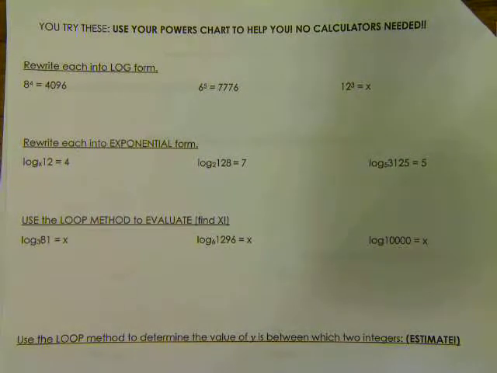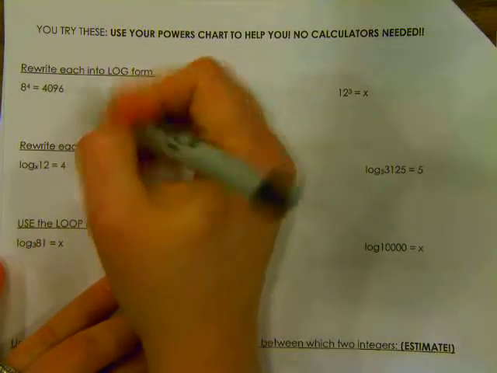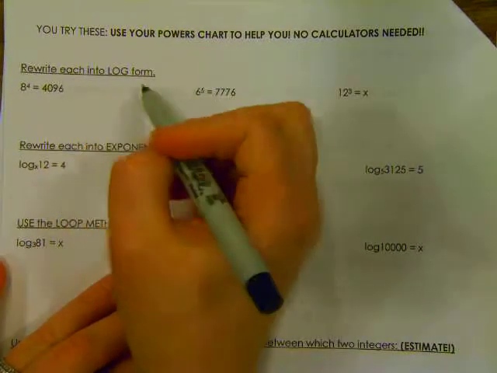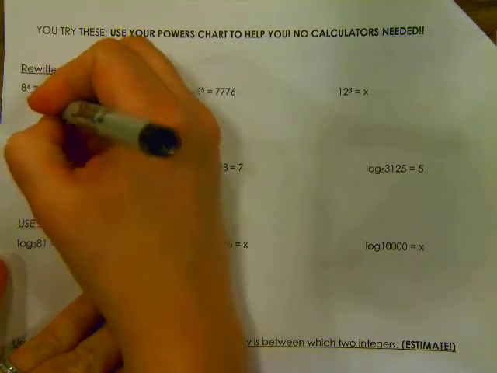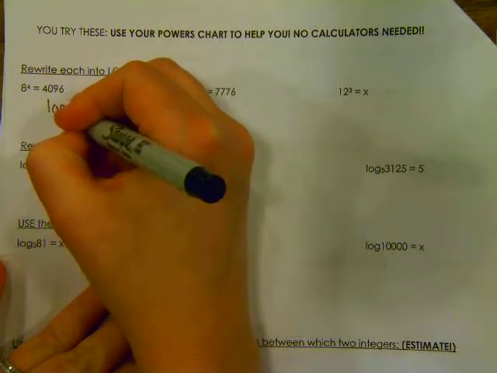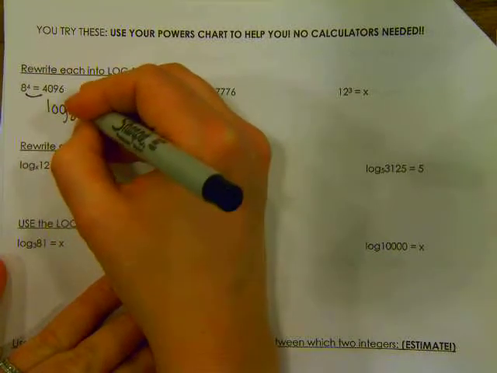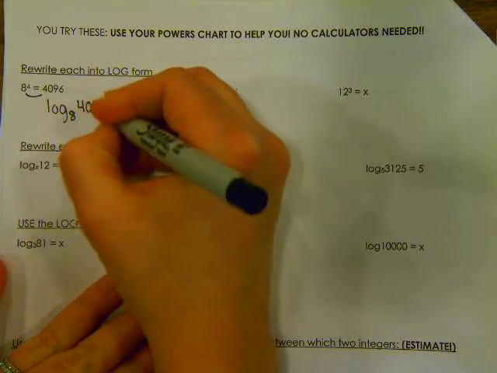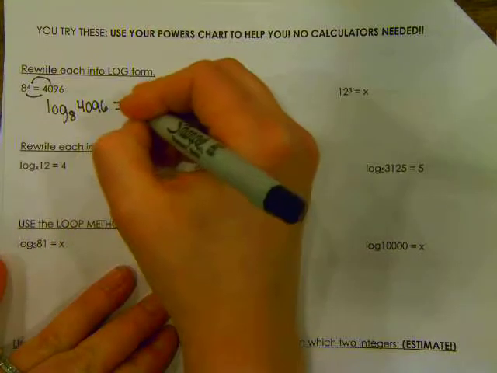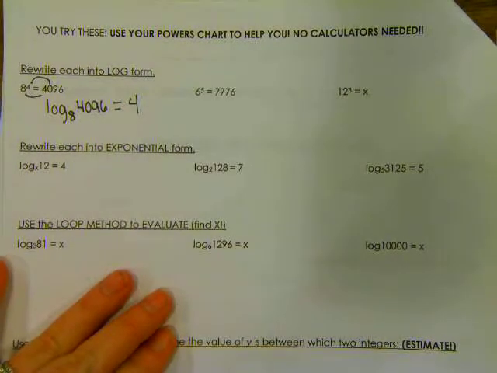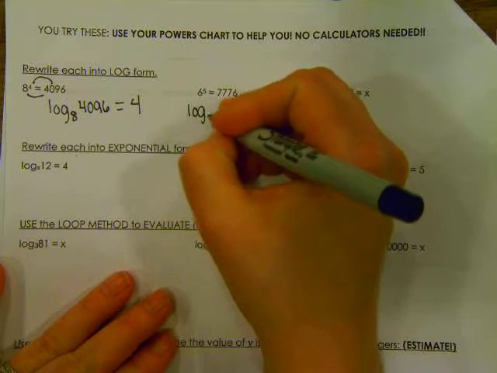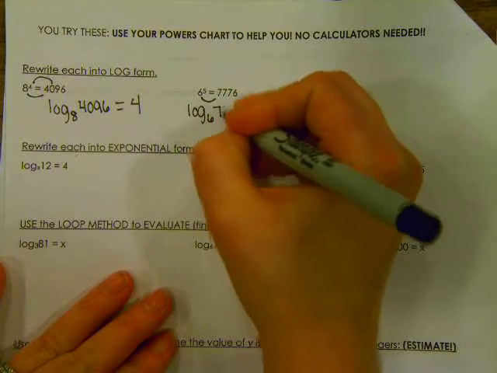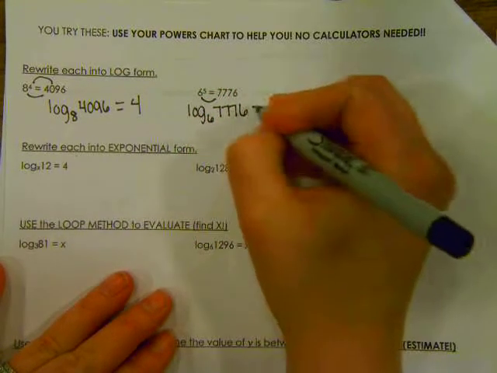Okay, guys, let's go over the classwork problems together. These two, the first set, review writing in log form, so you're not solving for x or anything. So you just write it, log base 8, and then loop around, 4096 equals 4. And that's it. Second one, log base 6, loop around, 7776 equals 5.